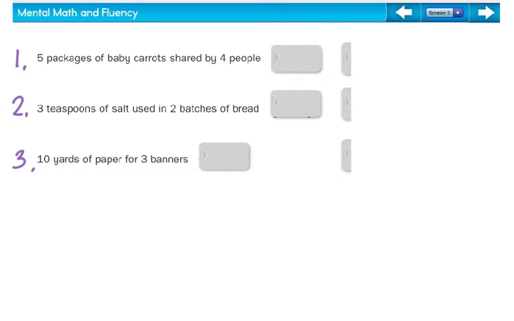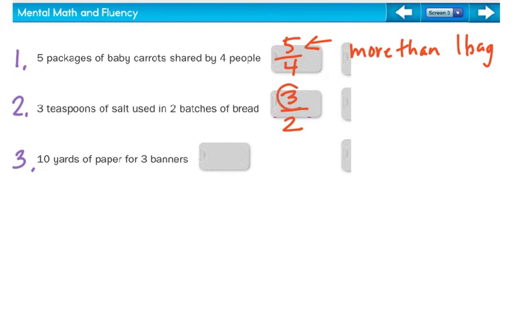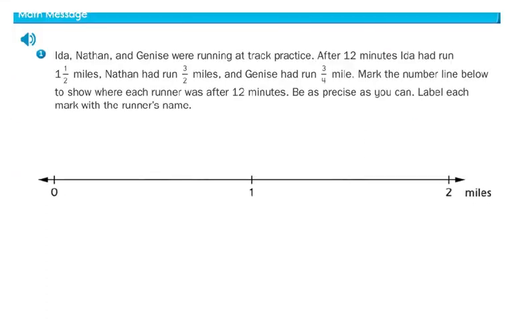5 packages of baby carrots shared by 4 people would be 5/4. Notice the numerator is larger than the denominator, so this is going to equal more than 1 bag per person. Number 2, 3 teaspoons of salt used in 2 batches of bread, so 3/2. Again, the numerator is larger than the denominator, so it's greater than 1 whole. And 10 yards of paper for 3 banners would be 10/3, and again, greater than 1.